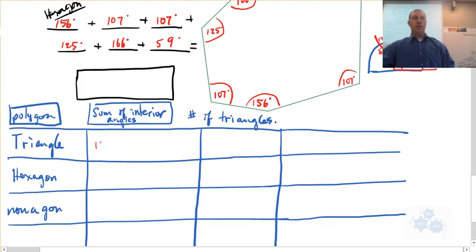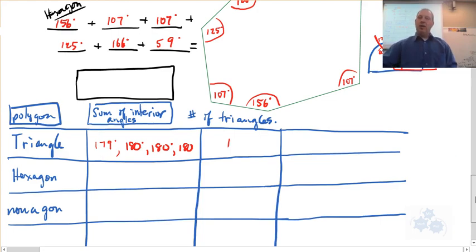Okay, that sounds like 179. What was your sum over there? 180. You got 180? Curtis? About 180. Okay, 180. So how many triangles are in a triangle? One. Okay, so it should be 180, probably just half a degree off on a couple, that's okay.